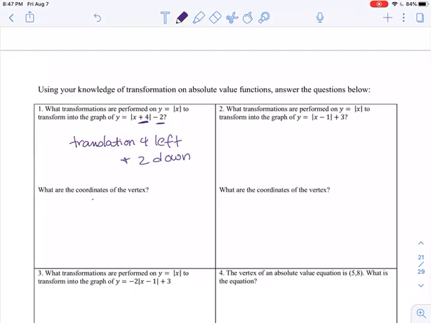What are the coordinates of the vertex? The normal vertex for the parent function is 0, 0. So my new coordinates are going to be negative 4, negative 2, because I'm going 4 to the left and 2 down.